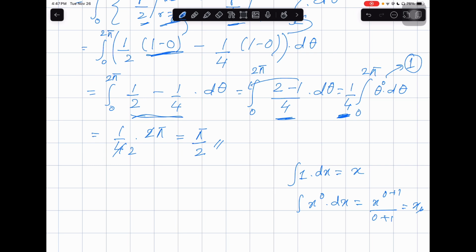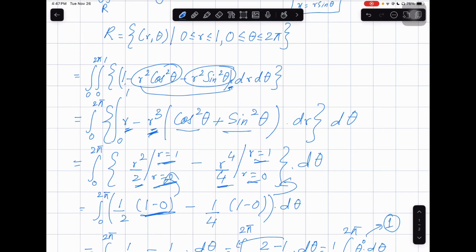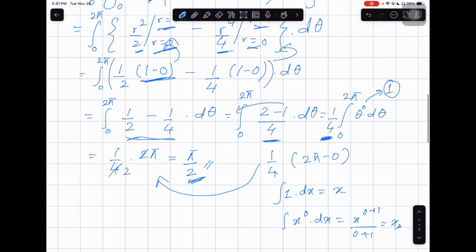So we have theta, and the limits are 0 to 2π, so 2π minus 0, times 1 over 4. That's how we get this, and you cancel the 2's in the numerator and denominator, and finally you get π over 2. So pretty simple, pretty straightforward. If you don't take this r cube common here, the process gets a little lengthy, but other than that, you should still be getting the same answer, right?